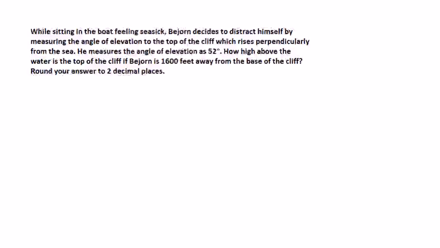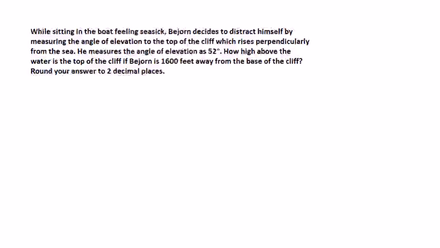So here we have a trigonometry word problem. While sitting in the boat feeling seasick, Bjorn decides to distract himself by measuring the angle of elevation to the top of the cliff, which rises perpendicularly from the sea. He measures the angle of elevation as 52 degrees. How high above the water is the top of the cliff if Bjorn is 1,600 feet away from the base of the cliff? Round your answer to 2 decimal places.